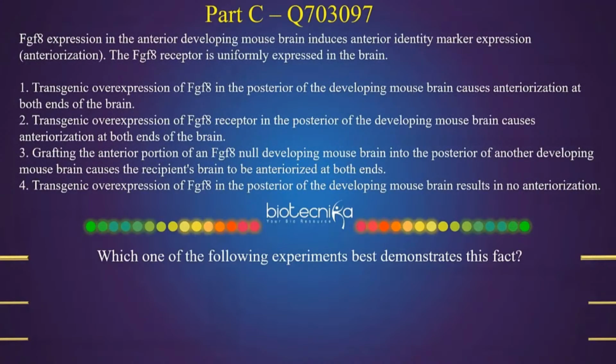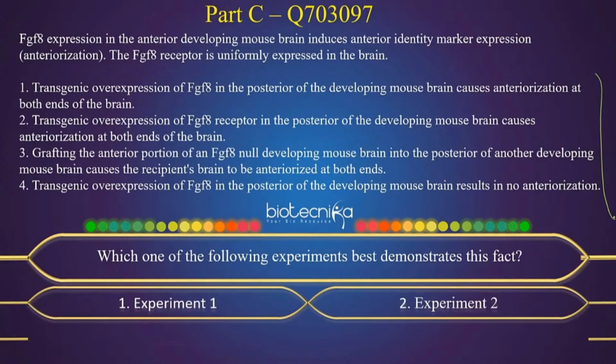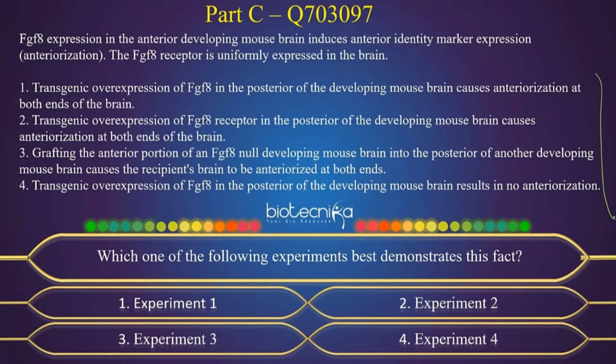Now the next question was regarding FGF expression in the anterior developing mouse brain, which induces anterior identity marker expression. That means FGF expression in the anterior causes anteriorization. But the FGF8 receptor, the signal receptor, is uniformly expressed in the brain. So some experiments were done. Which one of the following experiments best demonstrates this fact?